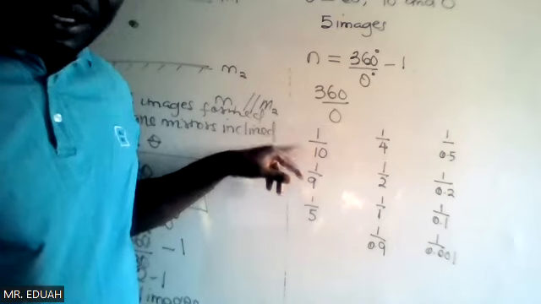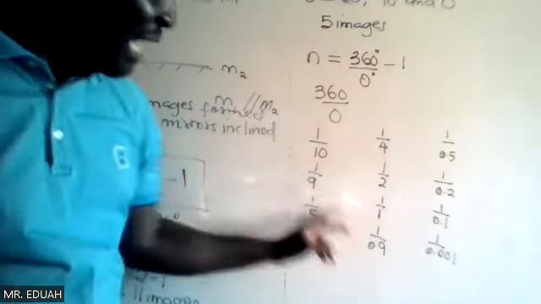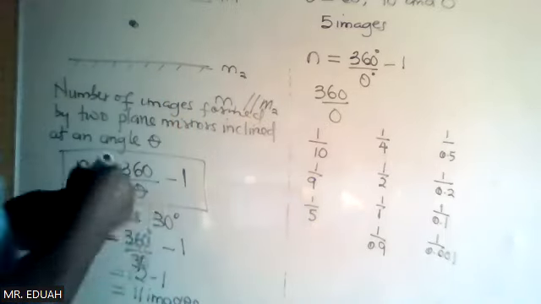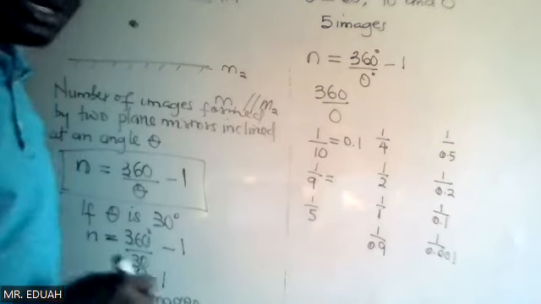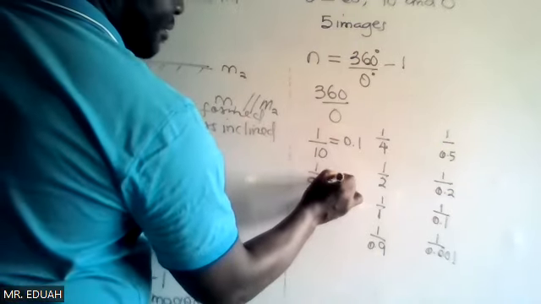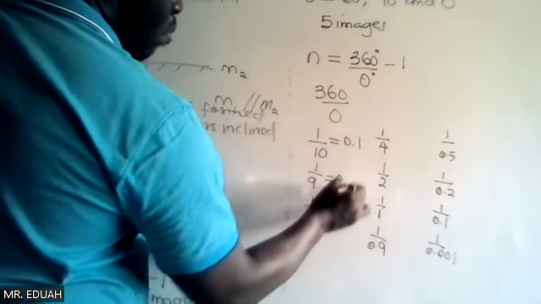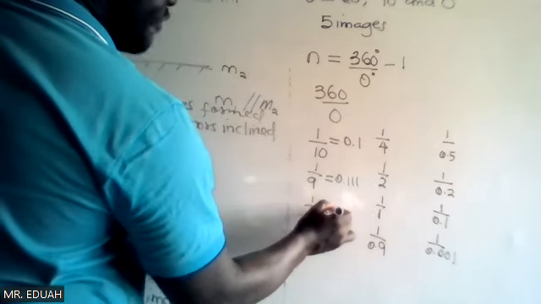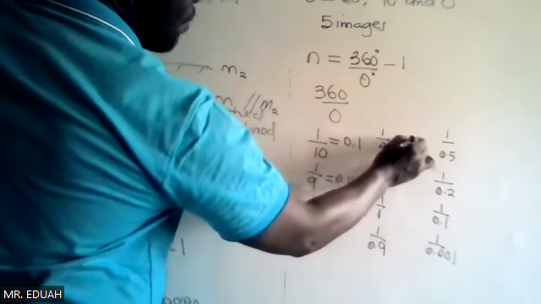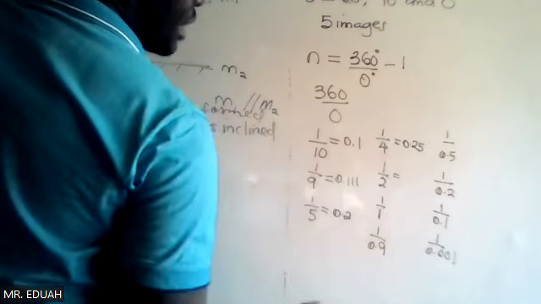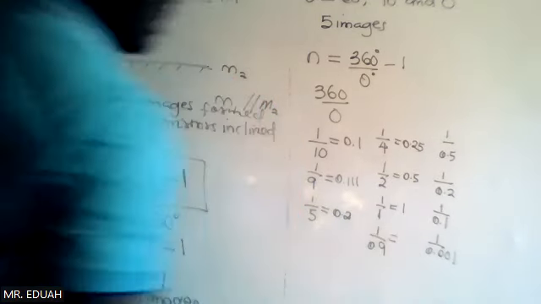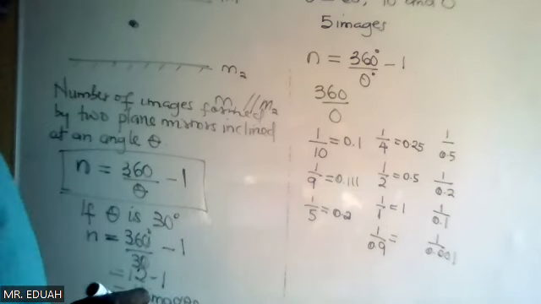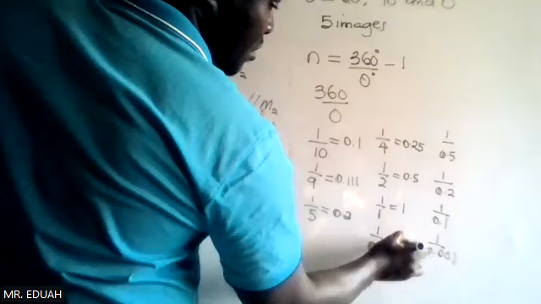So I have this fraction and I'm gradually decreasing the denominator to 0. 1/10 is 0.1. 1/9 would be greater than this. 1/5 is 0.2. 1/4 is 0.25. 1/2 is 0.5. 1/1 is 1. 1/0.9 is 1.11.